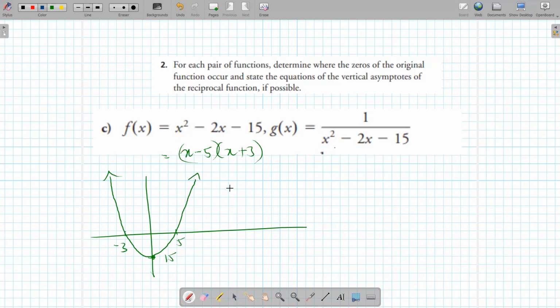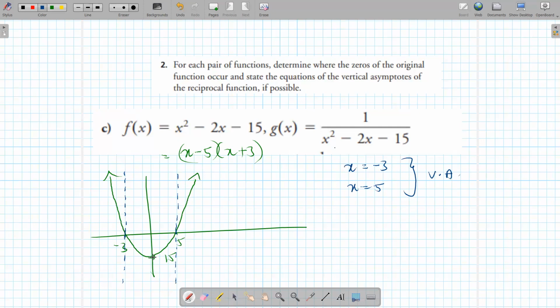For our reciprocal function g of x, wherever we have an x-intercept on the quadratic, we just draw a vertical asymptote, like this, okay? So therefore, the asymptotes would be at x equals -3 and at x equals 5. At the x-intercept, there's going to be a vertical asymptote for the reciprocal function. In order to sketch this, it's easier than you think. You just do 1 over all the y values.